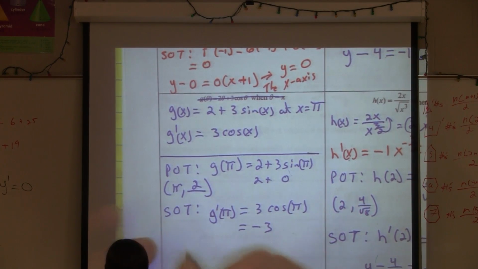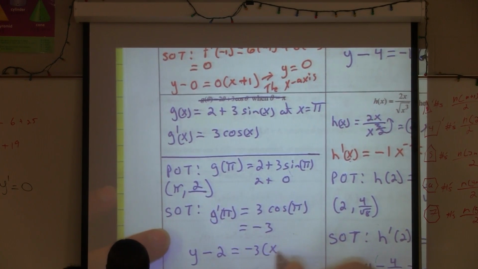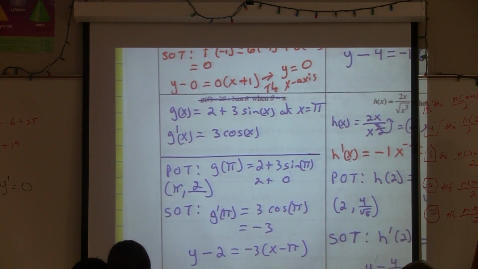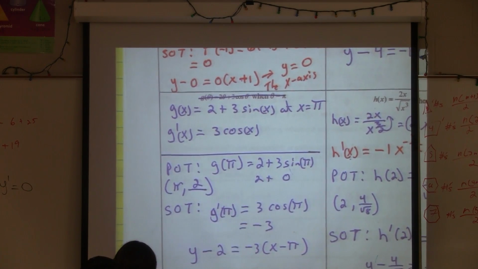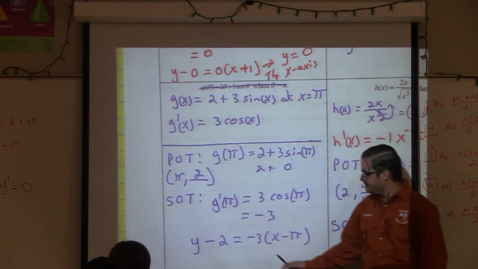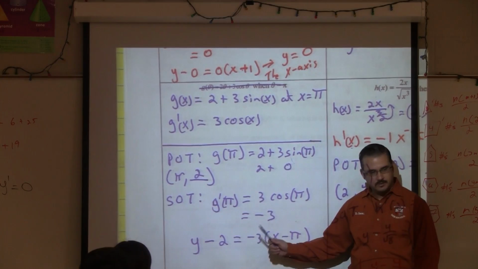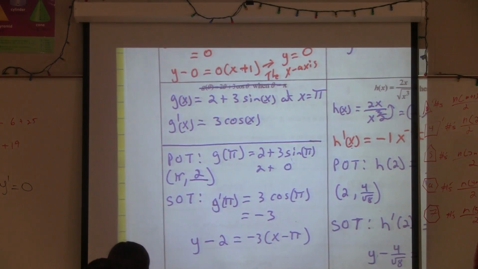Alright, write the equation. Y minus what? 2 equals negative 3 times x minus pi. What would be the equation of the normal line at that point of tangency? Y minus 2 equals 1/3 times x minus pi.